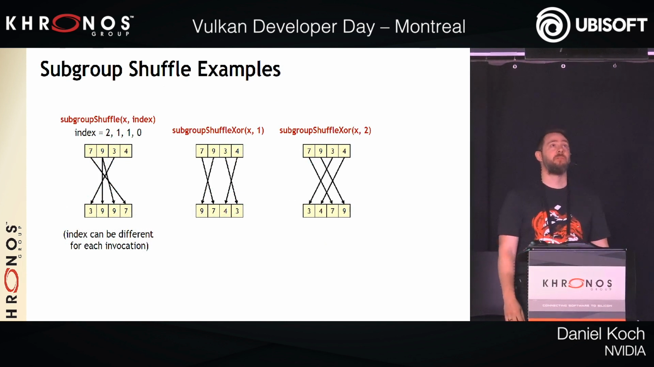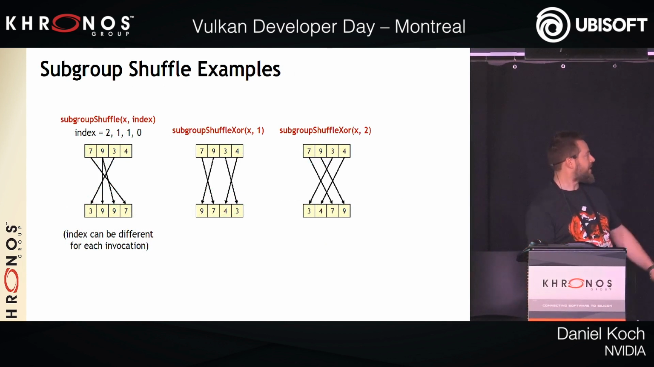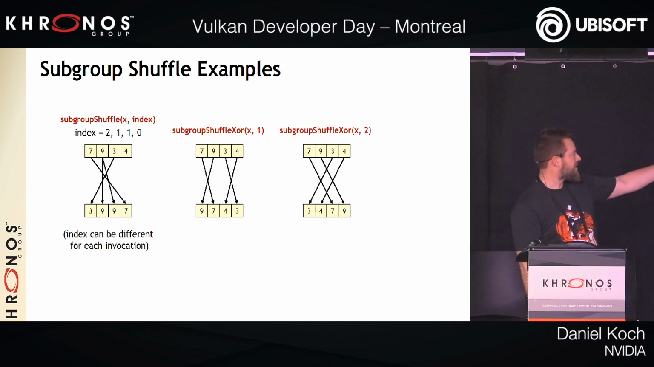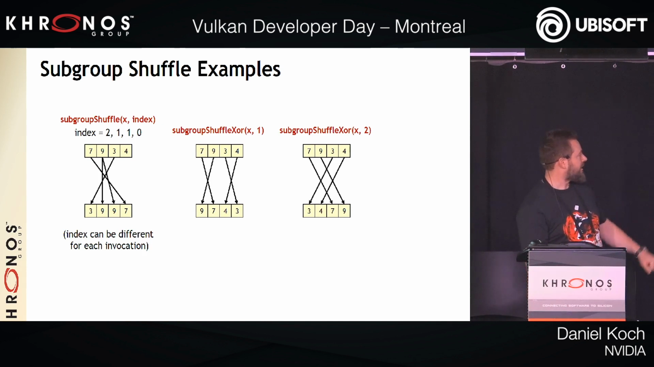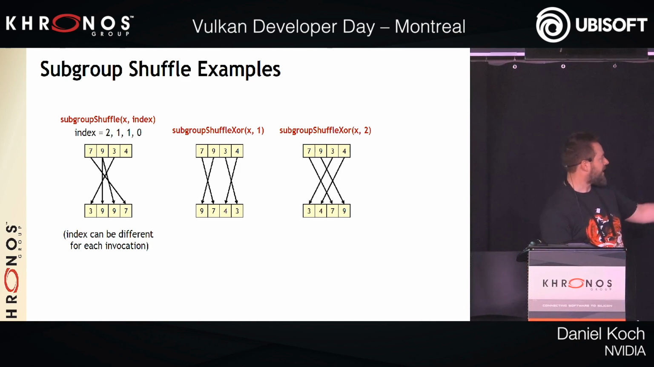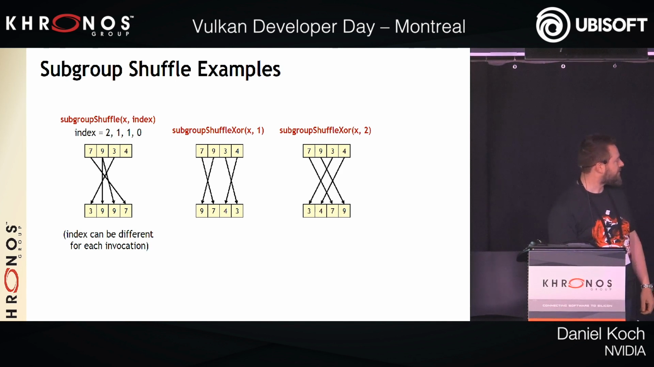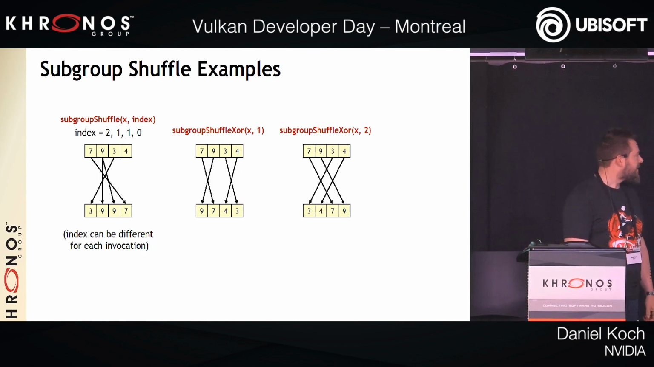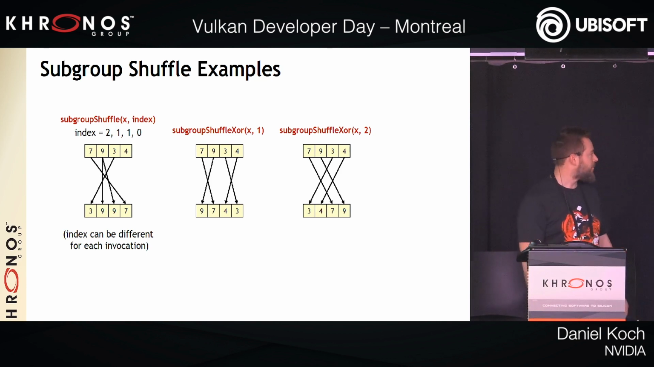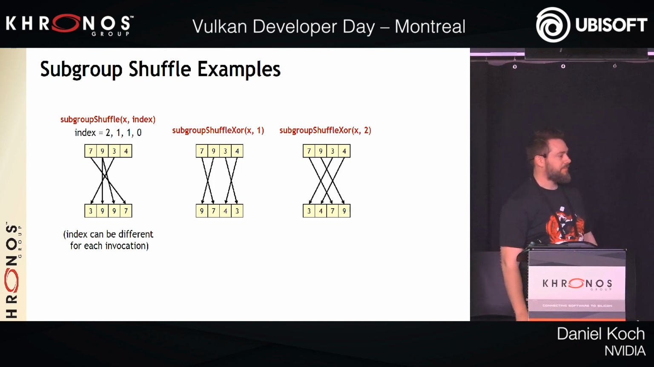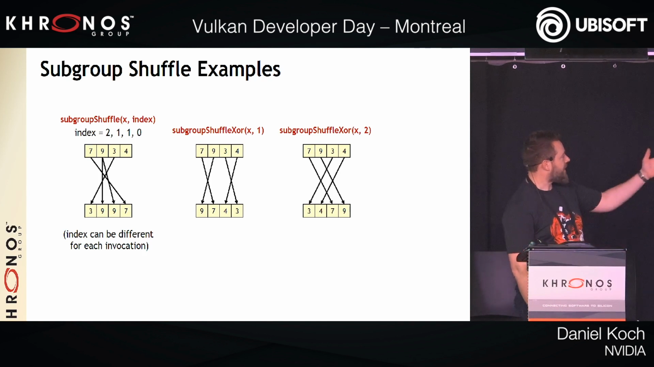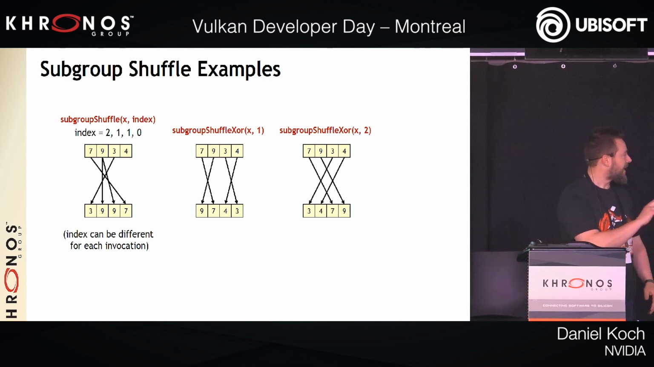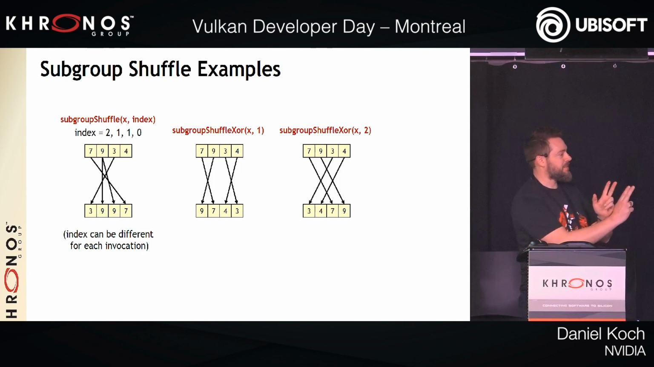Just as an example here, take subgroup shuffle with index. In this case, the index for the invocations is going to be 2, 1, 1, and 0. That's the value each invocation passes in for index, and they end up reading from different invocations. If you do a subgroup shuffle XOR and pass in a mask of 1, pairwise they're going to swap. If you pass in subgroup shuffle XOR 2, every 2 in a quad is going to swap.